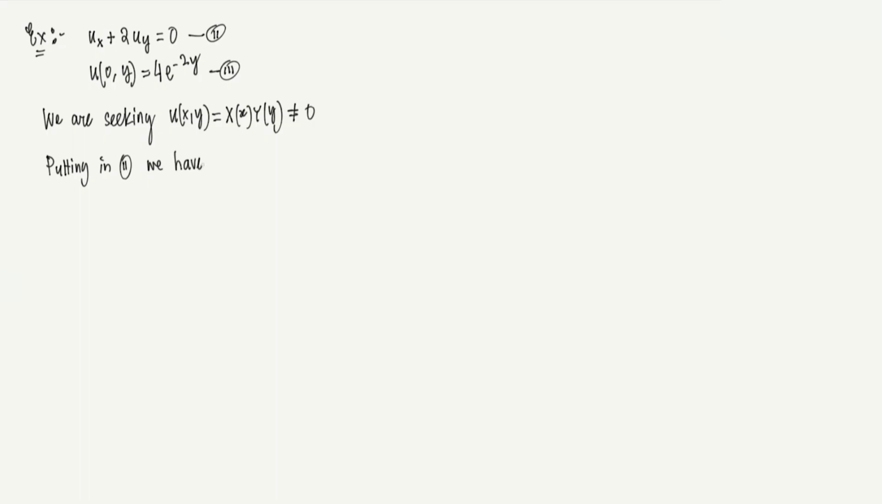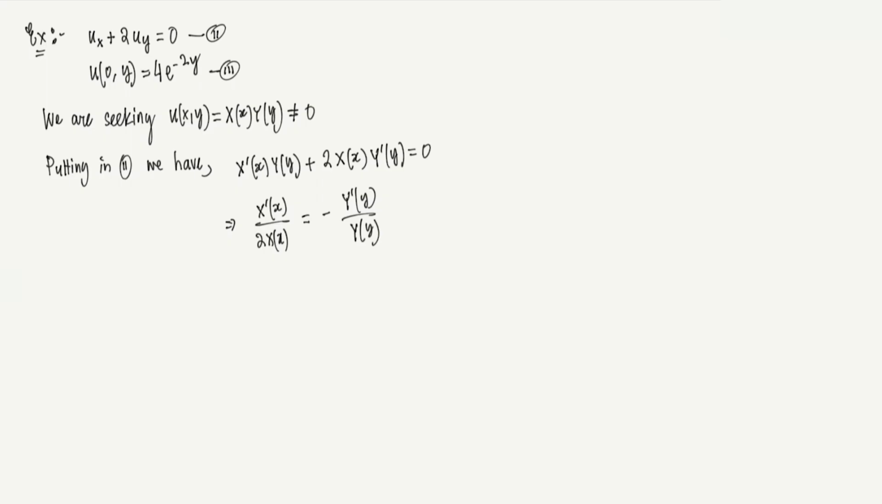X prime of x Y of y plus 2 X of x Y prime of y equals 0. So that will imply X prime of x by 2 X of x equals minus Y prime of y by Y of y. I hope this is clear.